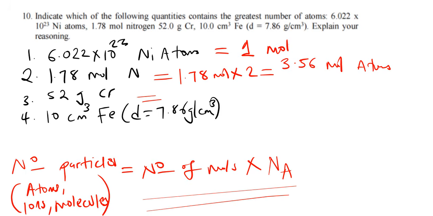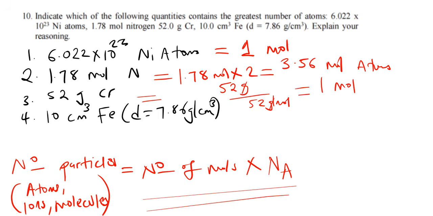Then we've got 52 grams of chromium. The molar mass for chromium is around 52 grams per mole. You know that the number of moles is equal to mass over molar mass. We've been given a mass of 52 grams, so 52 grams divided by 52 grams per mole. The gram and the gram are going to cancel. We're just going to have 52 divided by 52, that is 1 mole. So we have 1 mole of chromium.